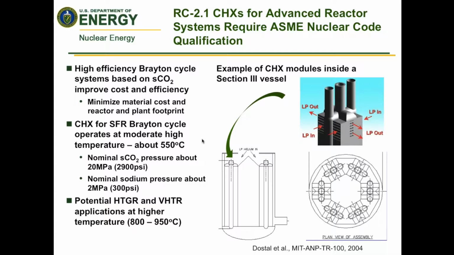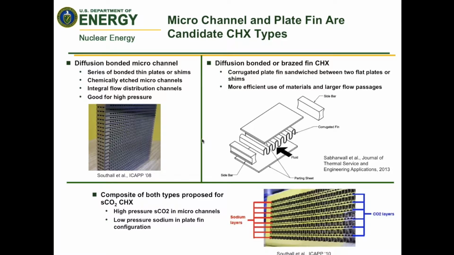Again, we would be looking at the compact heat exchangers for gas to gas or perhaps gas to salt applications. But in neither case do we have rules to allow this to be done. Types of examples for these systems, just in case you all may not be familiar with these things. A couple of common examples of the diffusion bonded microchannel heat exchanger you can see in the upper left.